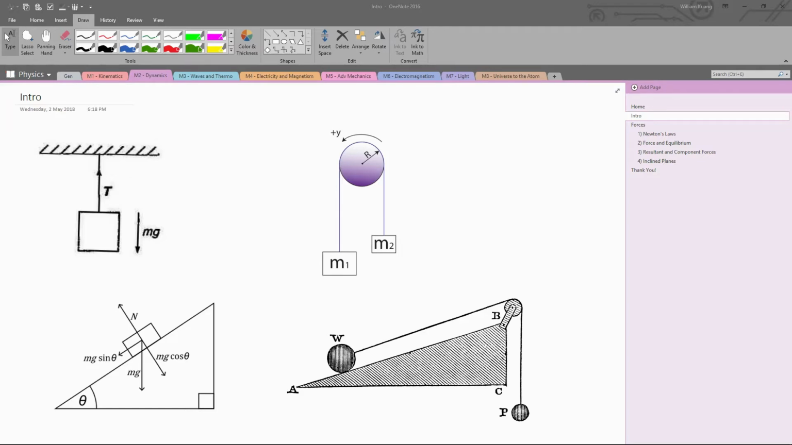Now, let's not get bogged down by some of the other stuff. Let's just take a quick look at what the first submodule entails. So forces, the building blocks. The first submodule will introduce to you the different concepts of Newton's laws. Then we start thinking about forces and equilibrium. Then we start doing some mathematical problems where we consider resultant and component forces. And then we also take this into the context of inclined planes.